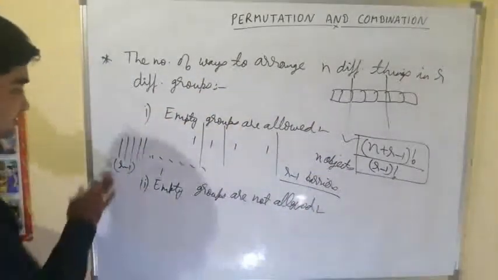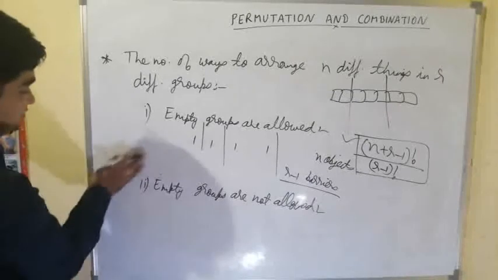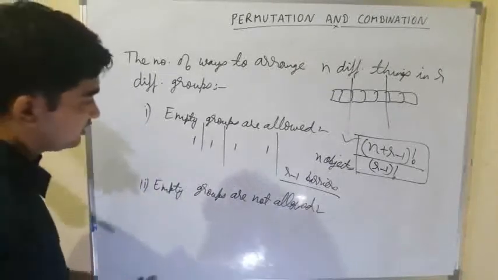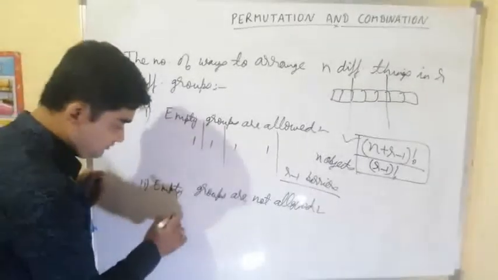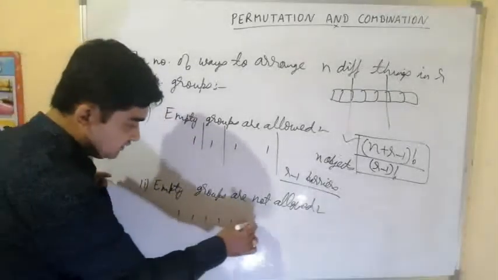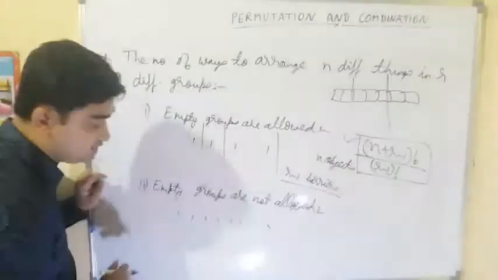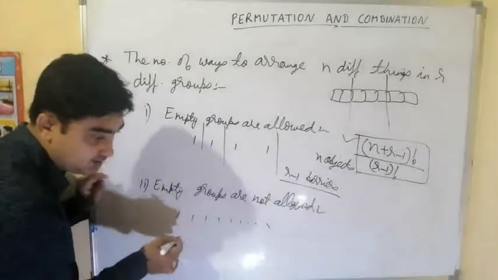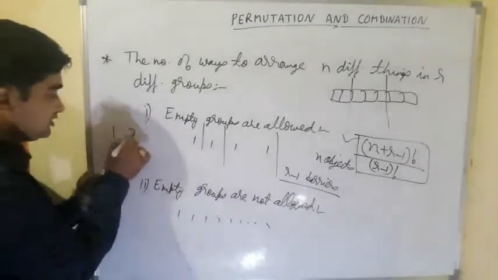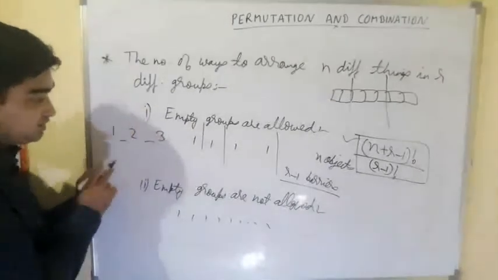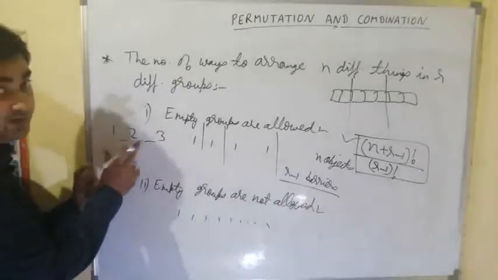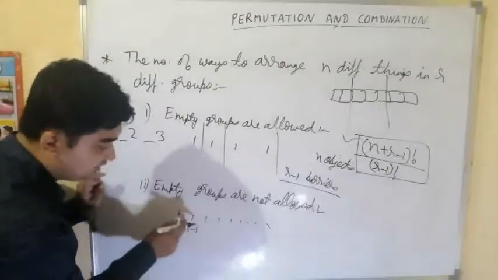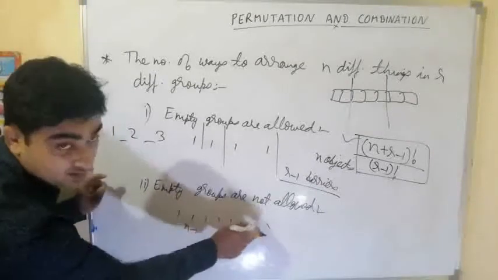Now come to the second case. The second case is where empty groups are not allowed. If empty groups are not allowed, then come to the same setup. There are N objects, 1, 2, 3, 4, 5, 6, N objects. Out of these N objects, how many spaces are there in between these objects? Like if there are 3 objects, 1, 2, 3, how many empty spaces in between? 2. That is 3 minus 1. If there are n objects, there are n minus 1 empty spaces in between, right?